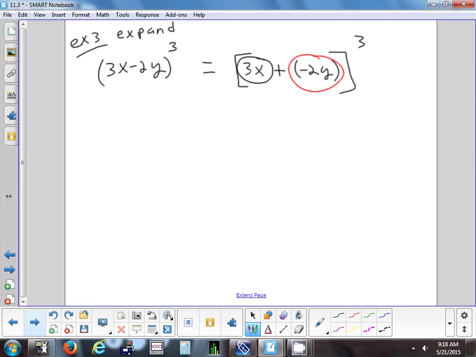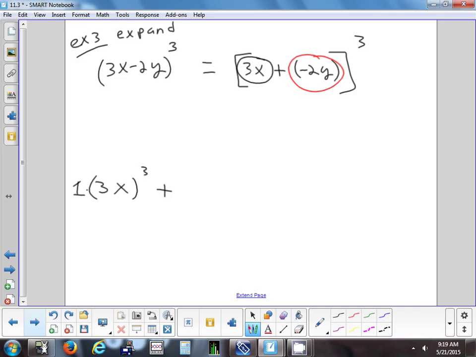Okay, so Carly, what's my first term going to be? 27x cubed. Yeah, and just to start out, because we're going to get into a lot of calculations, this one is pretty easy to do in your head, but I'm just going to write it like that for now. So 3x cubed. How about the y term? Do we see it yet? No. I'm going to put the coefficient so we can see where that comes from.